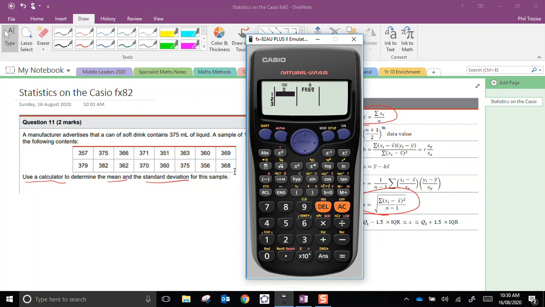Now I'll start typing these things. I'll just work my way across. You may want to fast forward through this bit.